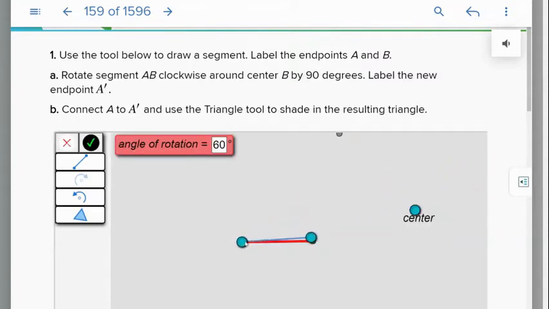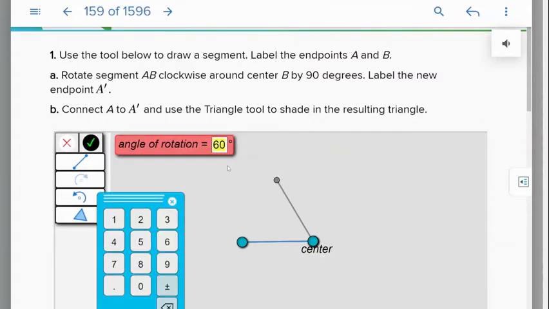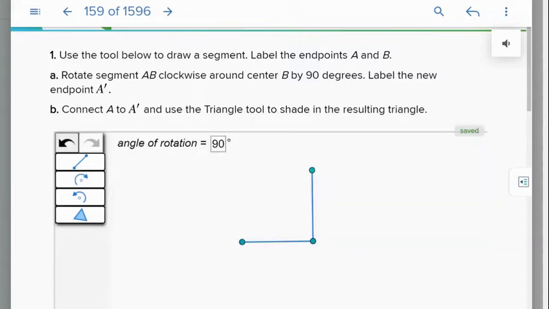We got A to B. B is on the right, by the way. Okay. And they say rotate by 90 degrees centered at B. So I'm going to center my rotation at B. That's what it would look like if it was 60 degrees, but we're doing 90. There's 90 degrees. Okay, label the new endpoint A prime. Well, this is A prime up here. So instead of down here, it rotated 90 degrees up here. So that's A prime.